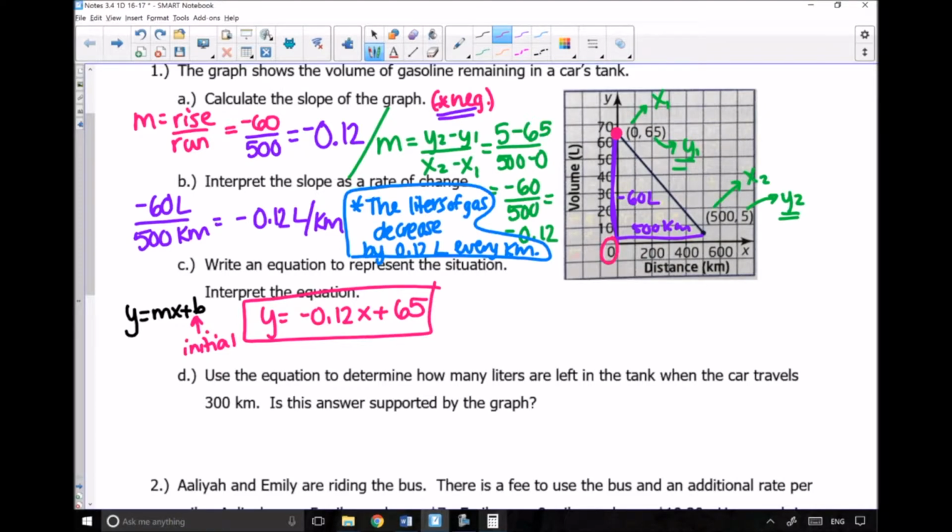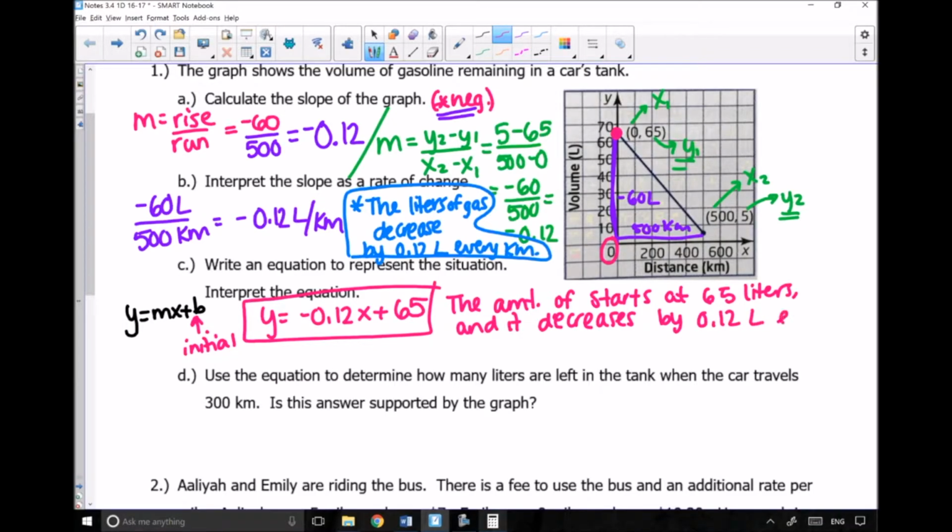Then it says to interpret the equation. So what this means is the amount of gas starts at my initial value. My initial value is 65, so it starts at 65 liters, and it decreases by 0.12 liters for every kilometer driven.